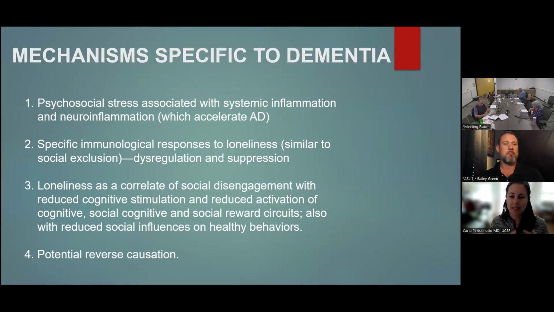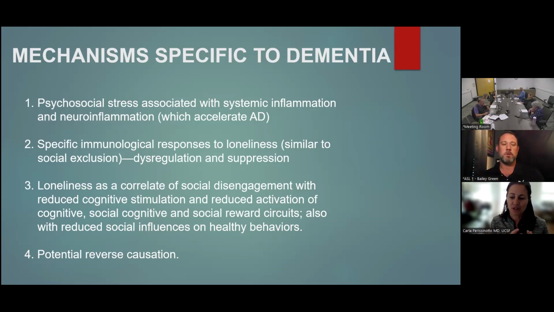How does this happen specifically to dementia? Well, we believe that ultimately, fundamentally, it's that psychosocial stress, that distress of being lonely, which is associated with systemic inflammation and neuroinflammation, which accelerates specifically Alzheimer's and likely all the different subtypes. We also think there are changes in immune responses, very much of what happens when we're isolated, and that leads to dysregulation and suppression of our immune system.